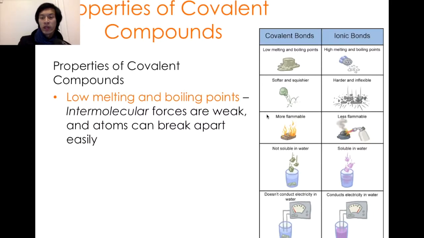Because the bonds are slightly weaker as well, covalent compounds tend to be a lot more flammable. So a good example is if you think about sugar. Sugar will burn quite easily because it is a covalent compound. Salt won't burn, and it is much less flammable. Okay, you can't dissolve it in water as well as you can with salt, because the anion and the cation don't break apart.